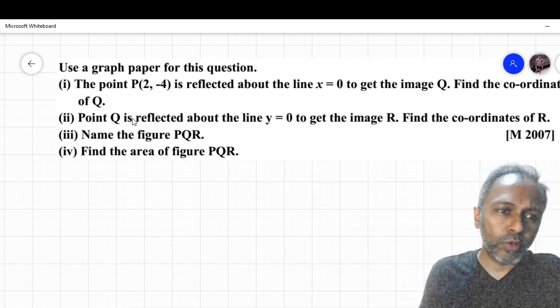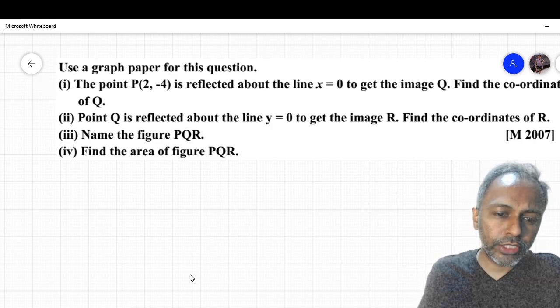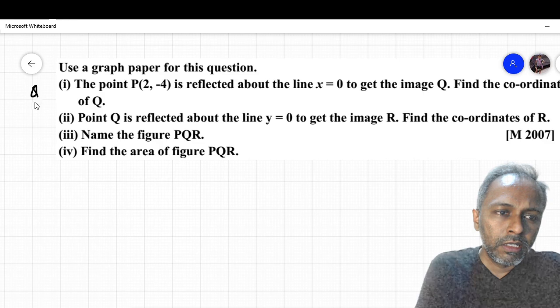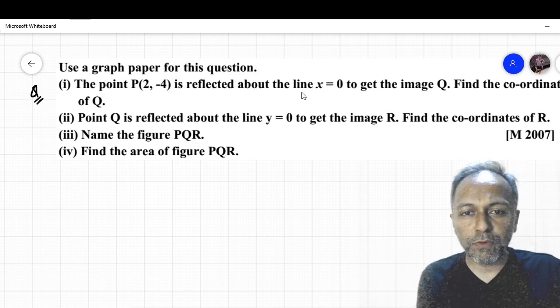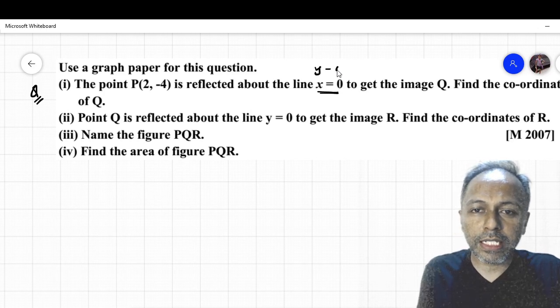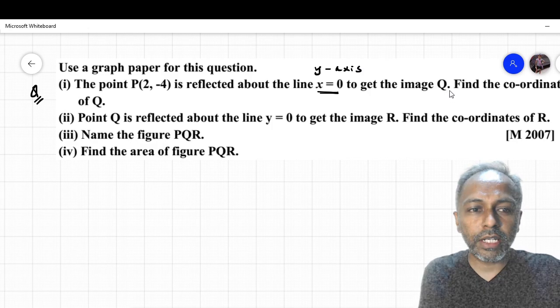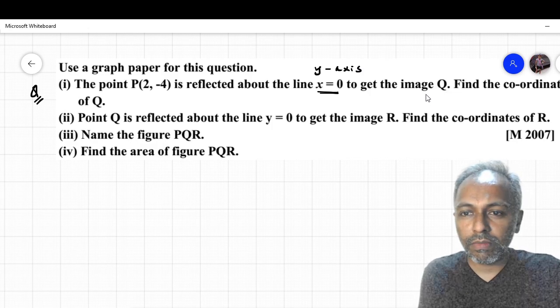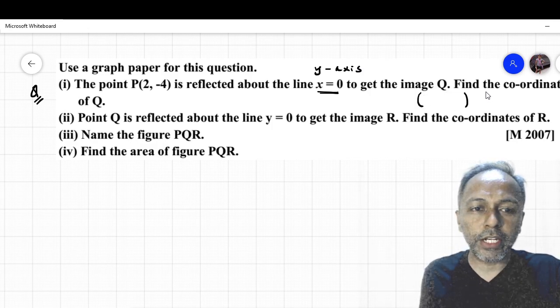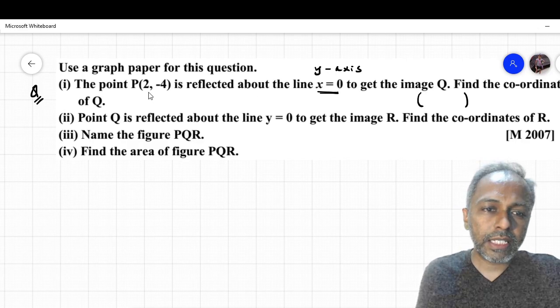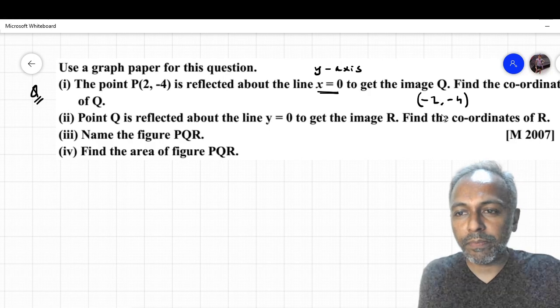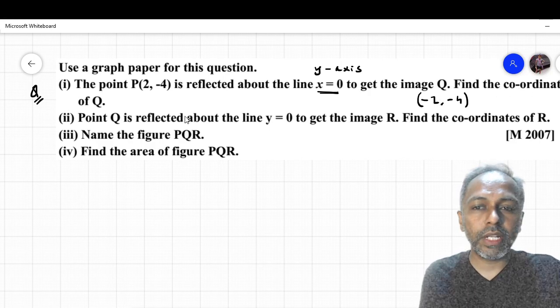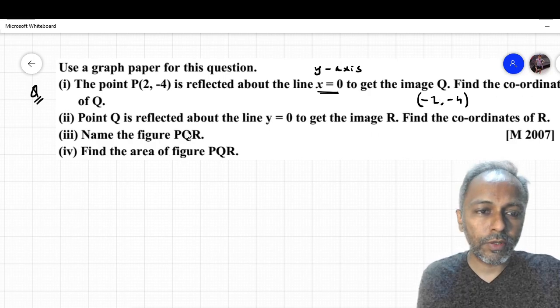Let us take another board question, 2007 board question. Use a graph paper for this question. The point P (2, -4) is reflected about the line x equal to 0, which means the y-axis, to get the image Q. Can you orally tell what will be the coordinate of Q? The x coordinate sign will change to minus 2 and minus 4 will remain the same. Next is, find the coordinates of Q. That's what we have got.